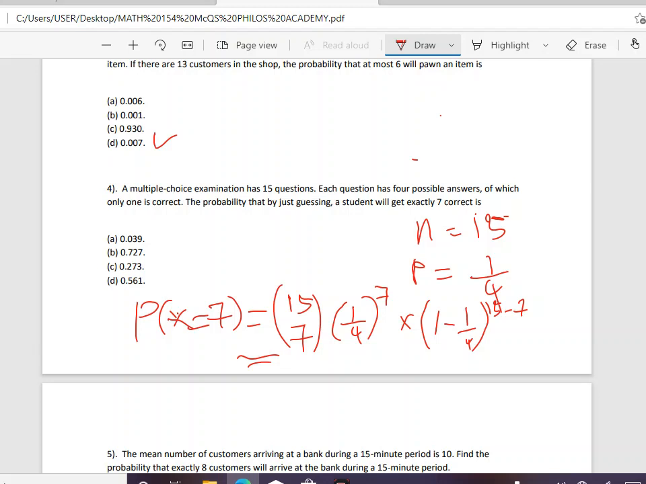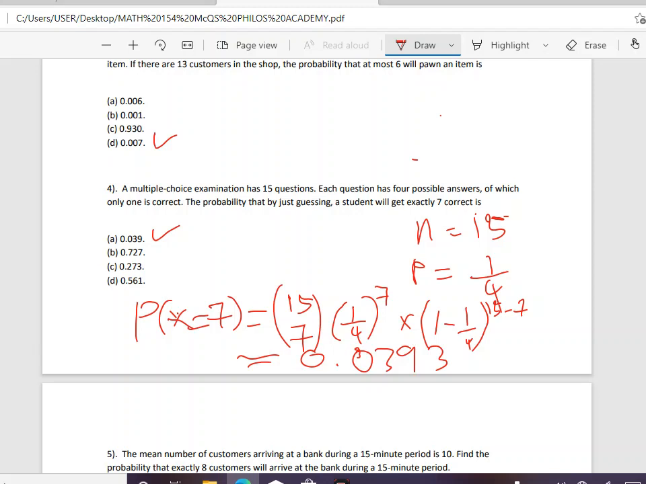Then you continue: times 1 over 4 exponent 7, times, into bracket again. Please be bracketing everything, okay? Times 1 minus 1 over 4 exponent 15 minus 7. When you fix it on your calculator properly, you get your answer to be 0.0393.